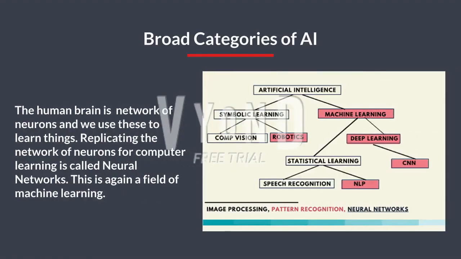Now let's talk about the human brain. The human brain is a network of neurons, and we use these to learn things. If we can replicate the structure and the function of the human brain, we might be able to get cognitive capabilities in machines. This thought process is again a field of machine learning. This is the field of neural networks.